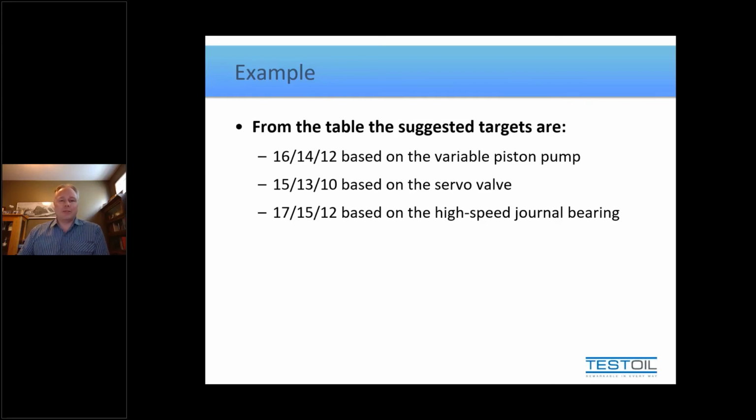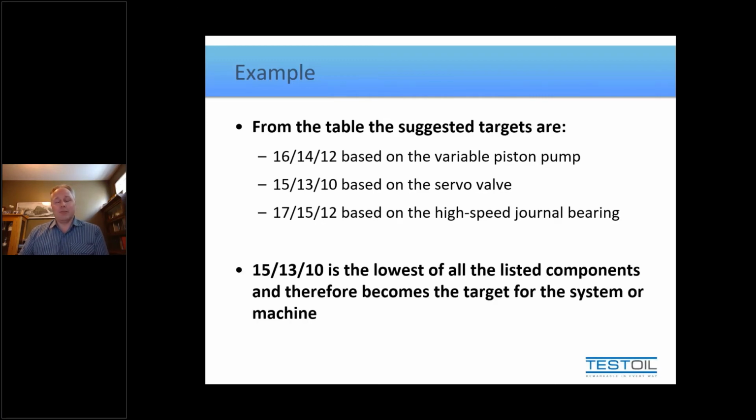But this will be a difficult number to achieve if we're not using at least 5 micron filtration, right? If we know our onboard filter is a 10, 12, or even worse, 20 or 25 micron filter, why should we ever set a target of 15, 13, 10? Because we'll never hit it, right? You have to keep things realistic.